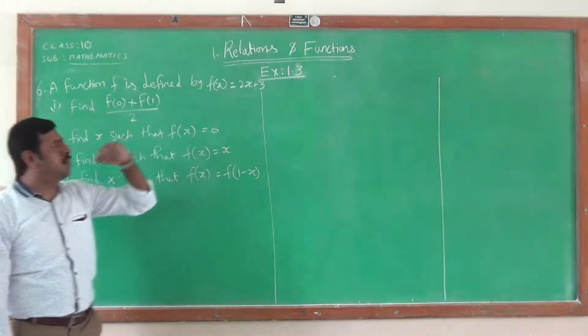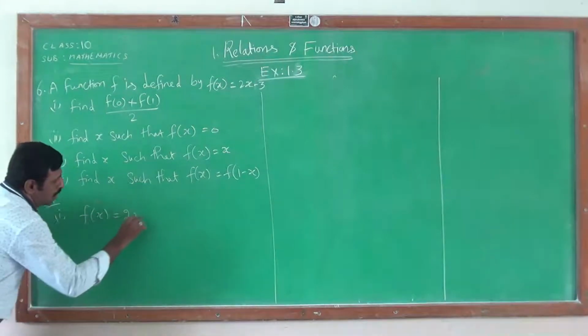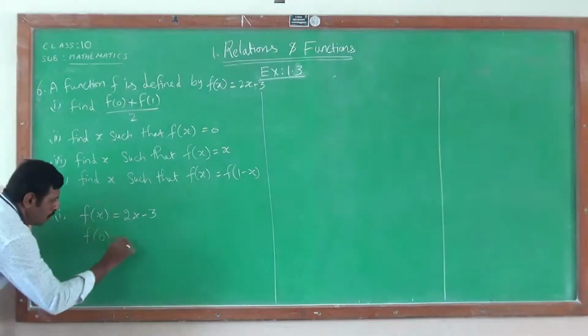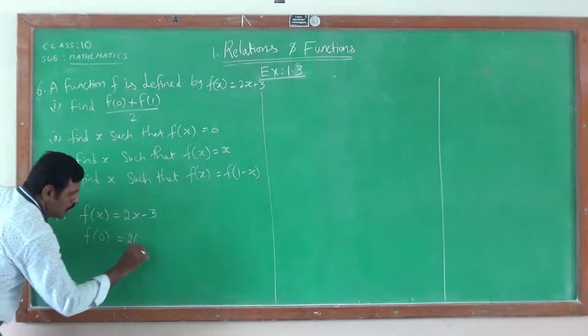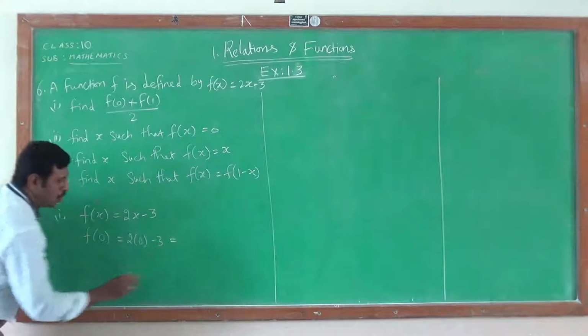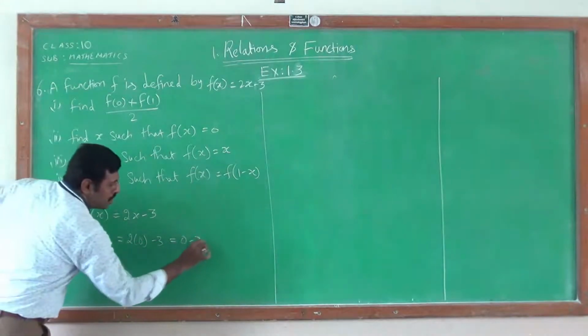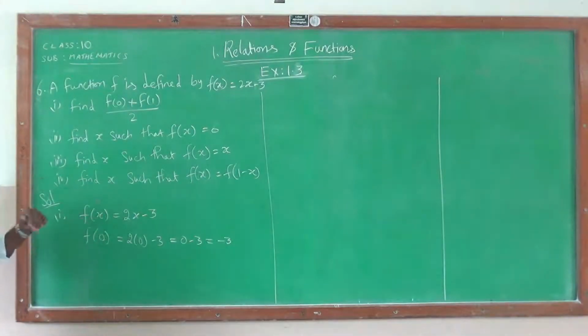The given function f of x is equal to 2x minus 3 is the given function. Here I am going to apply the value. First we want to find out the function of 0, right? In the place of x, I am going to apply the value 0. That is 2 into 0 minus 3 is equal to 2 into 0 is 0 minus 3. 0 minus 3 is equal to, we get minus 3. The function of 0 is minus 3.